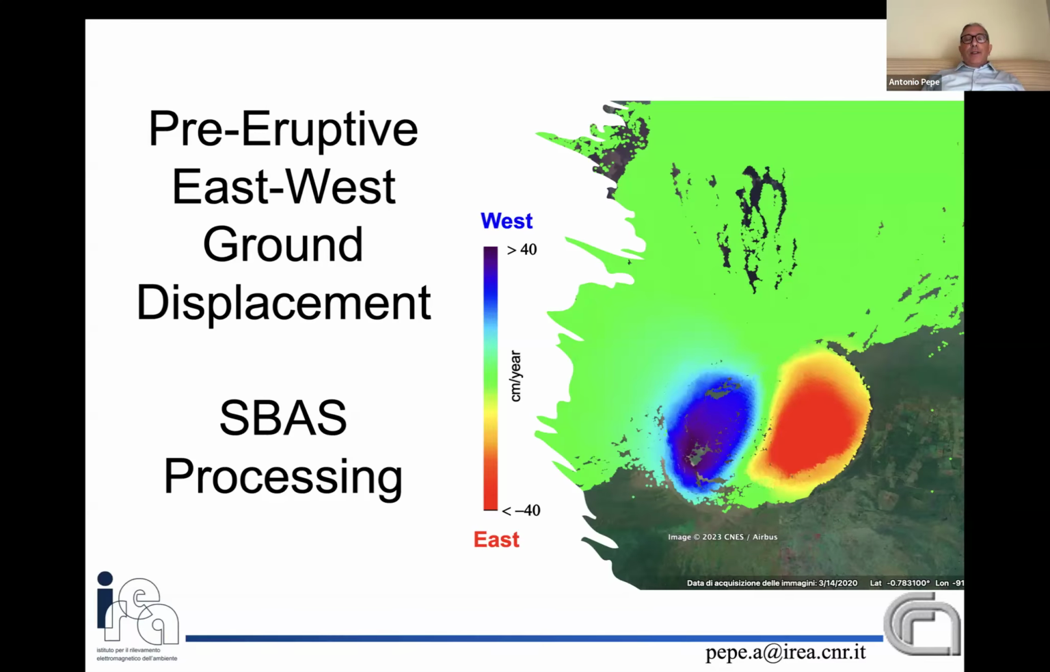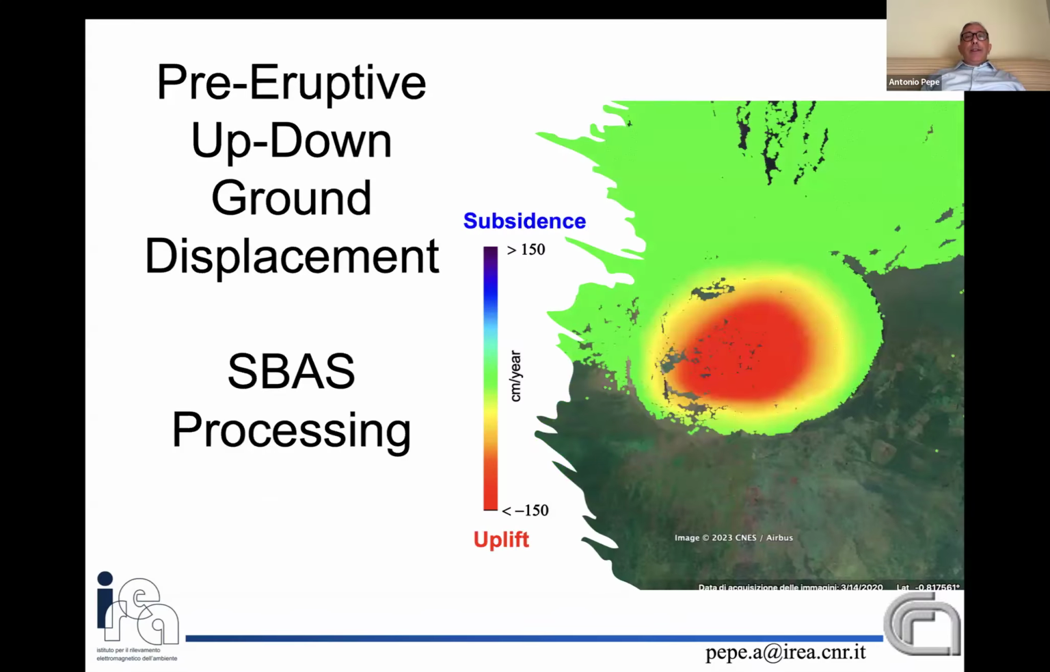These are some comparisons with other information related to the other components of deformation. So this is the east-west deformation obtained using conventional InSAR, and this is the up-down ground mean deformation velocity map of the area, also obtained using SBAS. Of course, I work at IREA, so historically I worked a lot with SBAS, but other people can also work with PSI, SqueeSAR, or other methods. The basic principles are the same. We are moving in the same ocean.